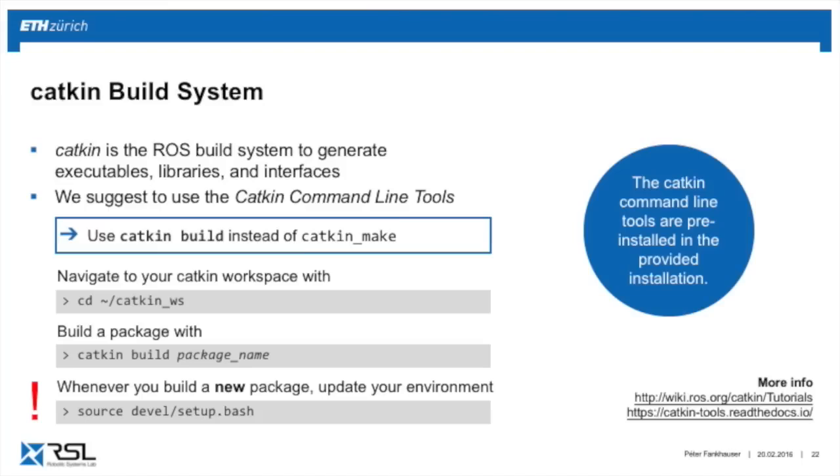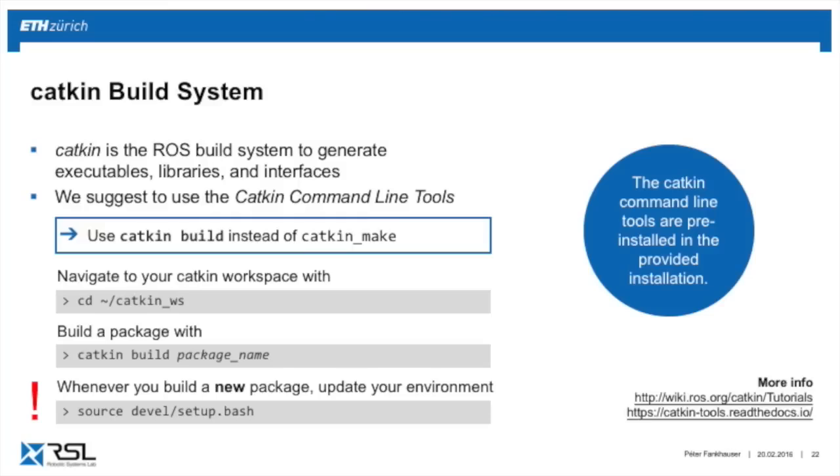Now, we played around with some of the console commands, and I'm going to talk a little bit about the ROS build system. Essentially, this is the system where, when you write or download a package, you write your own nodes, you define how you're going to build your executables, your libraries, and the interfaces. The standard way of ROS so far has been the catkin_make command. We suggest a much better tool, the catkin command line tools. This is already pre-installed on your system. It's very similar, but it provides nice functionality.